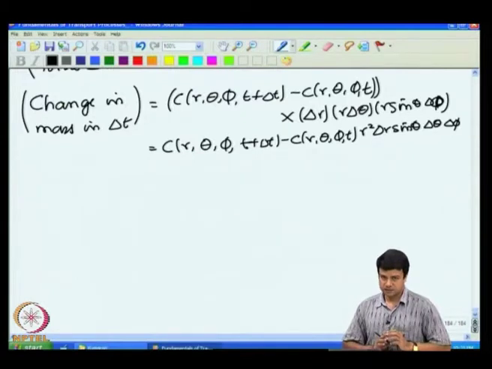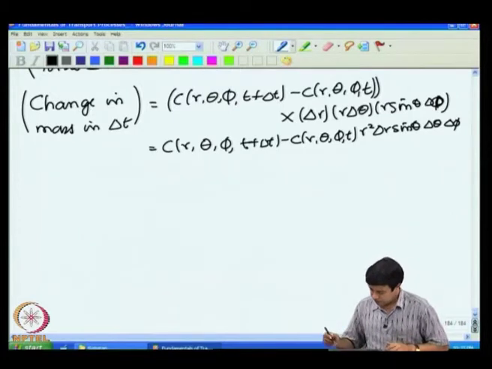There are 6 surfaces in this particular case, one at r minus delta r by 2 and one at r plus delta r by 2, theta minus delta theta by 2 and theta plus delta theta by 2, and phi minus delta phi by 2 and phi plus delta phi by 2. And the mass coming in and going out is due to 2 reasons. One is due to convection and the other is due to diffusion.